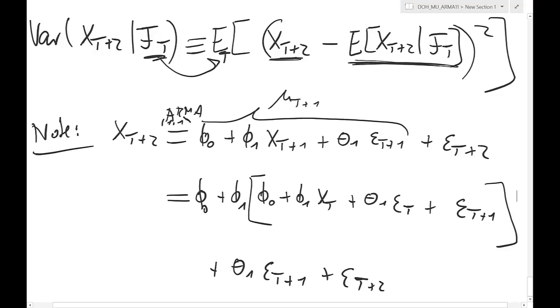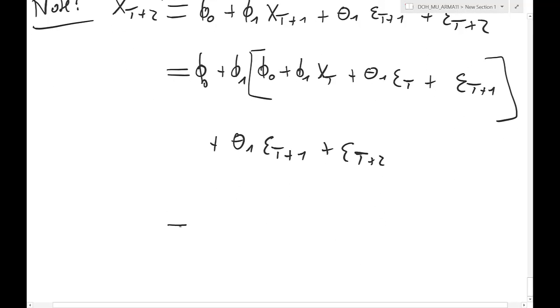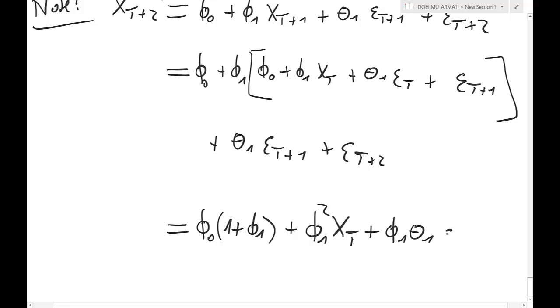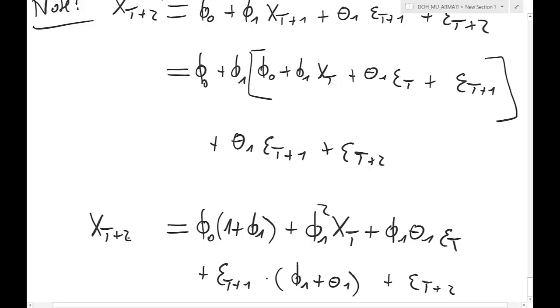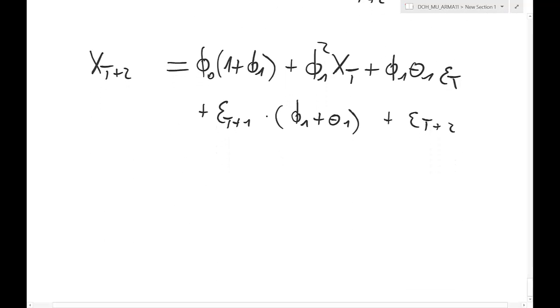Okay, that's correct. And now we're just collecting terms. So we have phi_0 (1 plus phi_1) plus phi_1 squared X_t. We have phi_1 theta_1 epsilon_t plus we have epsilon_{t+1} times (phi_1 plus theta_1), and now we have epsilon_{t+2}. Okay, that is our X_{t+2}. Okay. Now we go back.